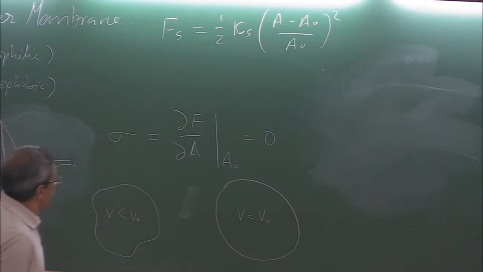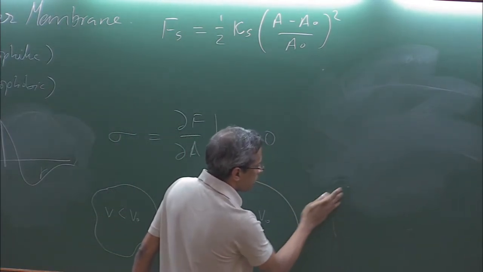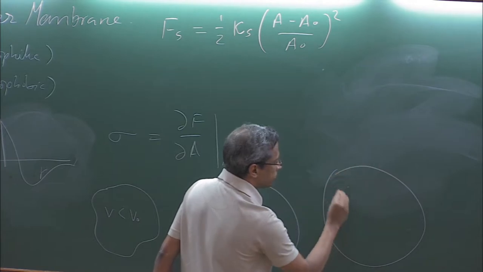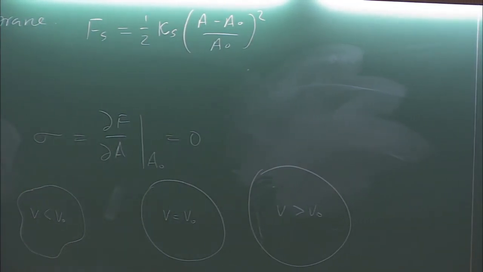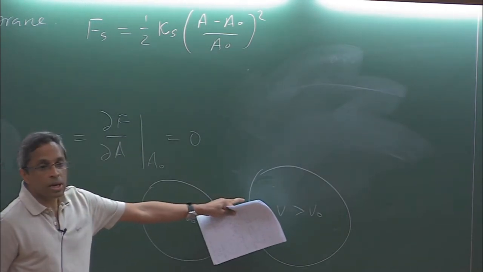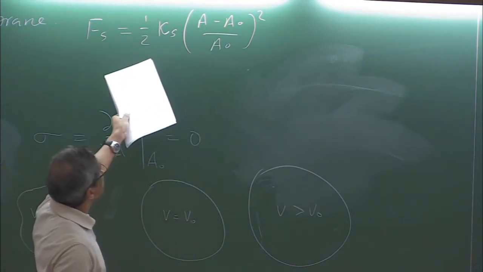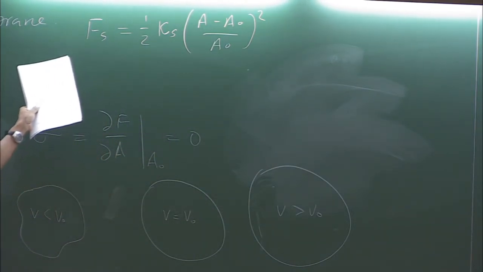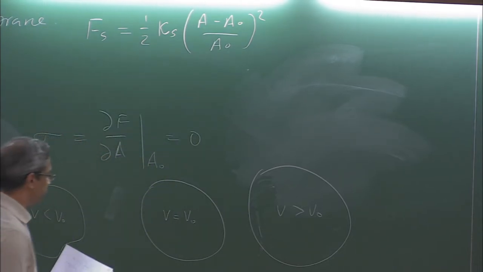I could do the other thing. I could increase the volume, by injecting volume into the vesicle, then the membrane is going to stretch, because I'm changing the area per molecule. And then I have to pay this elastic energy cost. This is per unit area, so I have to pay this energy cost.